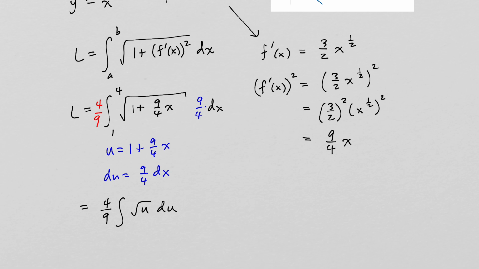Now we just need to know what our new limits are. Well, when x is equal to 4, u is going to be 1 plus 9/4 times 4, and this is equal to 10. So this is our upper limit. And when x is equal to 1, u is going to be 1 plus 9/4 times 1. And this, of course, is 13/4.